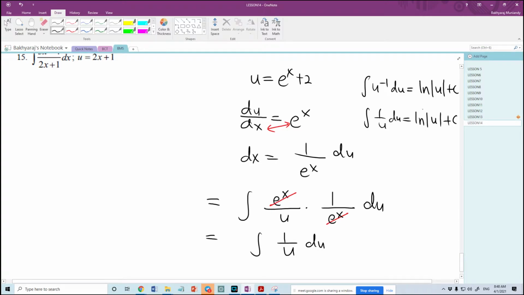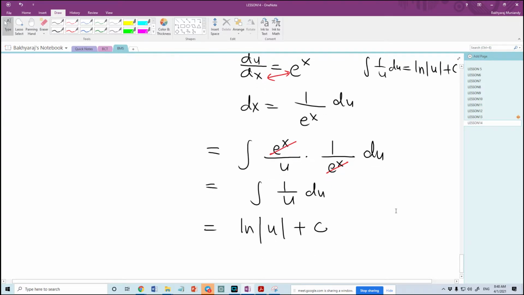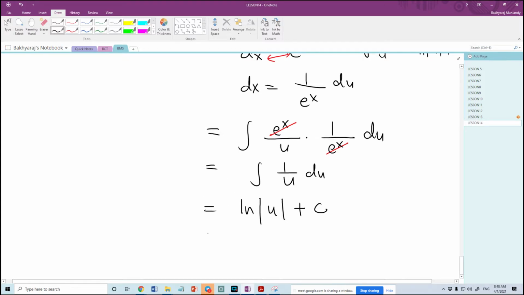Dua benda yang sama, so meaning that the answer will be log u plus c, ataupun ln u plus c, then you do substitute as exponent x plus 2 lah. Okay, just ganti yang ini jadi log exponent x plus 2 plus c.